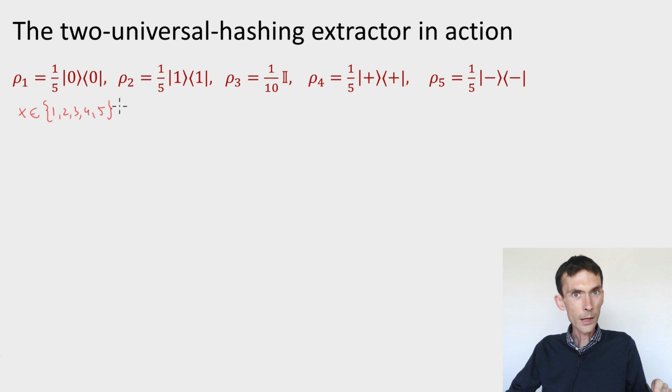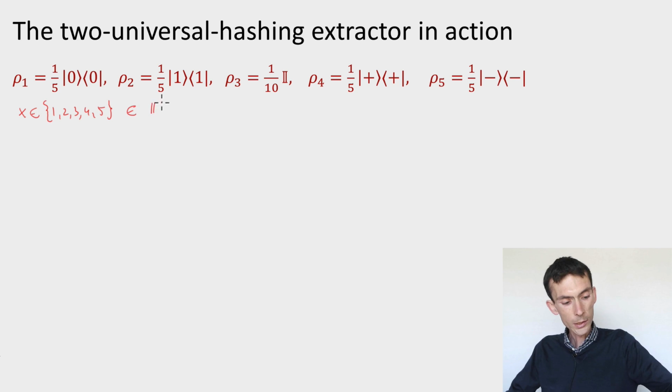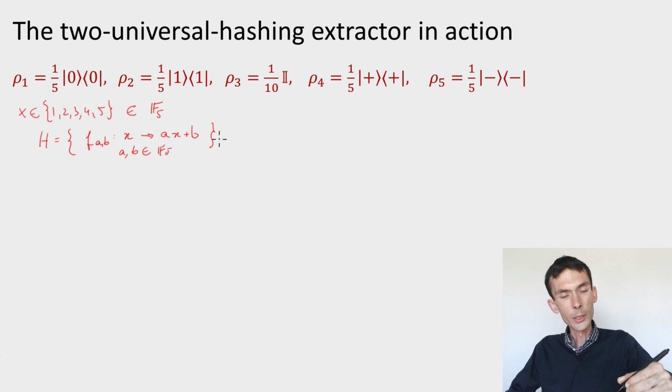So we want to design an extractor to apply to this input. Here there's 5 possible inputs, so it's natural to think of them as elements of the finite field F5. In this case, we need to design a family of 2 universal hash functions from F5 to the output of the extractor. And we saw an example of such a family. We can take the set of all FAB, which map X to AX plus B, where A and B are elements of F5. So this is going to be our family of hash functions.